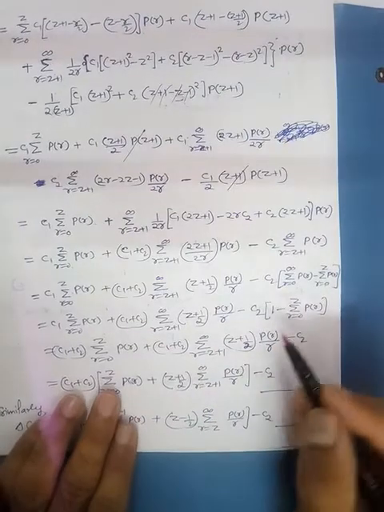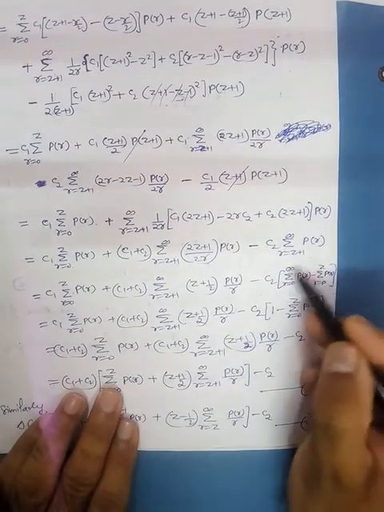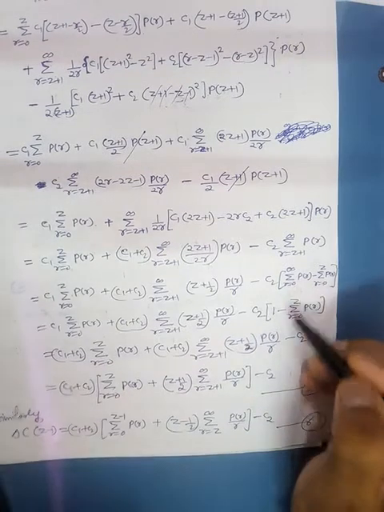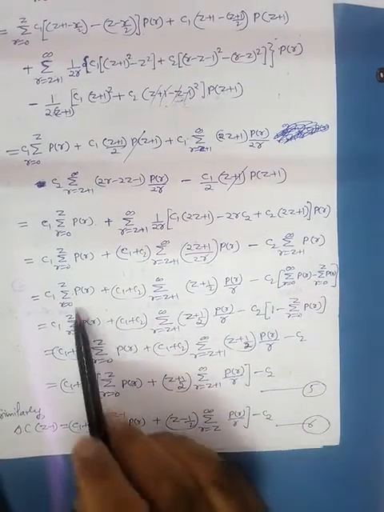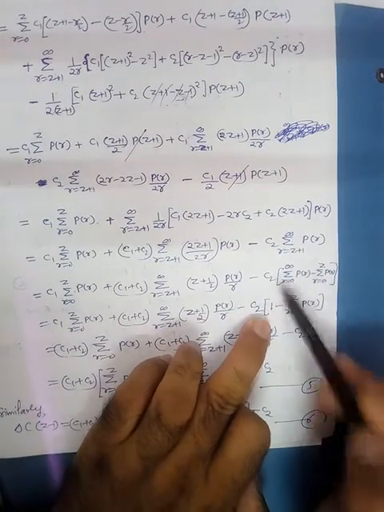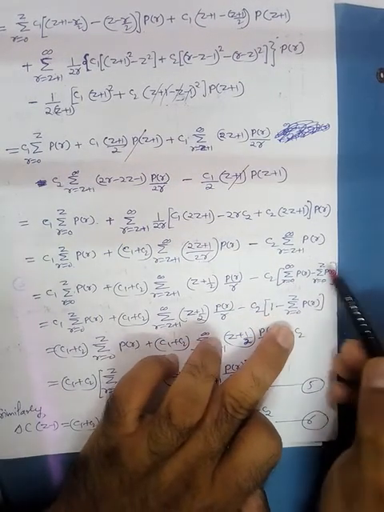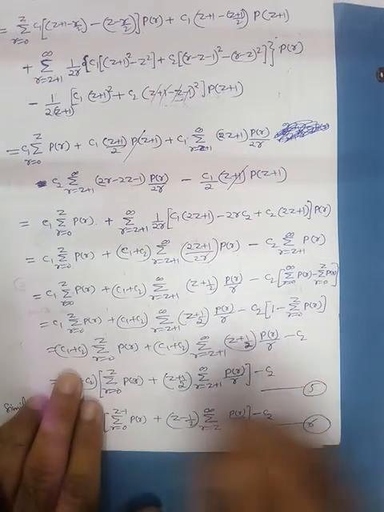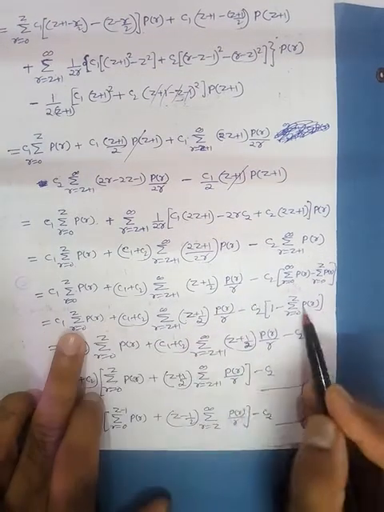Fine. But we know that the value of this is 1, because this is the probability. So the total sum will be, the probability will be 1. So the remaining terms remain as it is. Here C2, this is 1 minus the summation of this. Fine. So now we will assemble these two, first and last term.